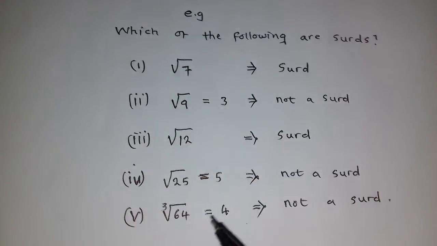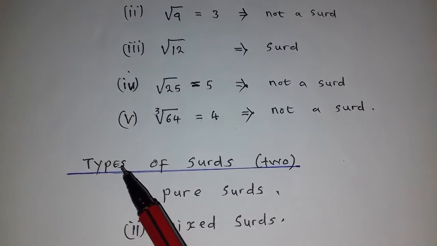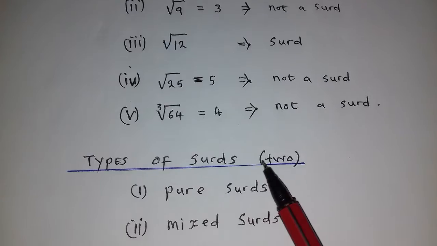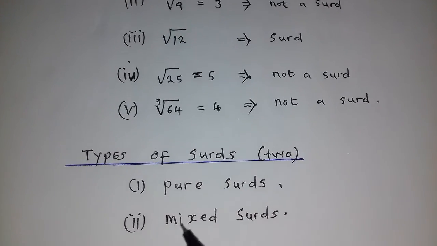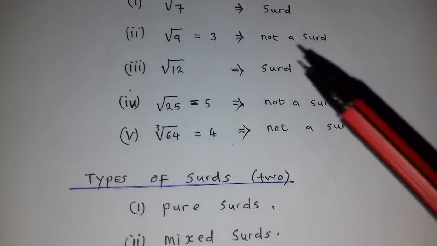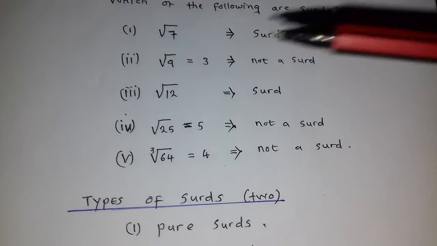So today we are going to end here. Tomorrow we are going to continue with the subtopic types of SURDS. There are 2. We have number 1, pure SURDS. Number 2, mixed SURDS. So make sure before you sleep today, you know these ones so that it becomes easy for us to continue tomorrow.